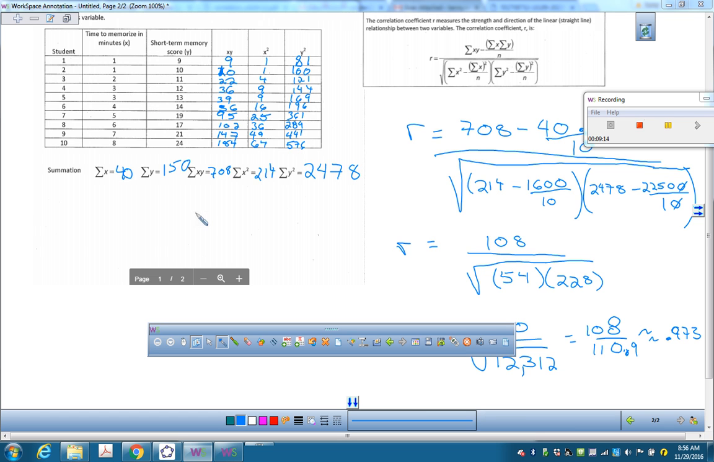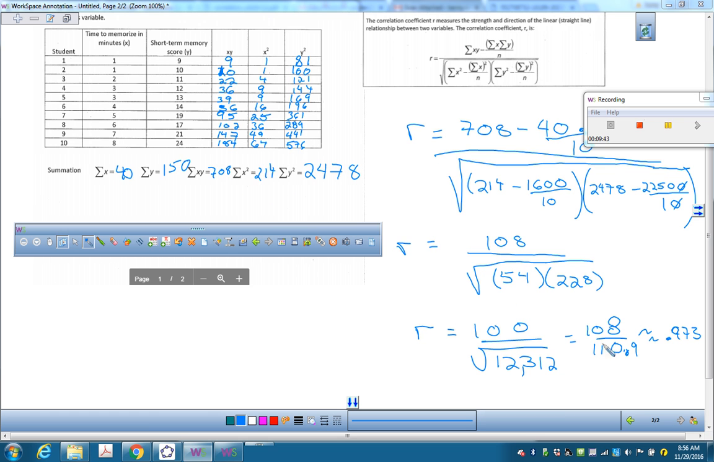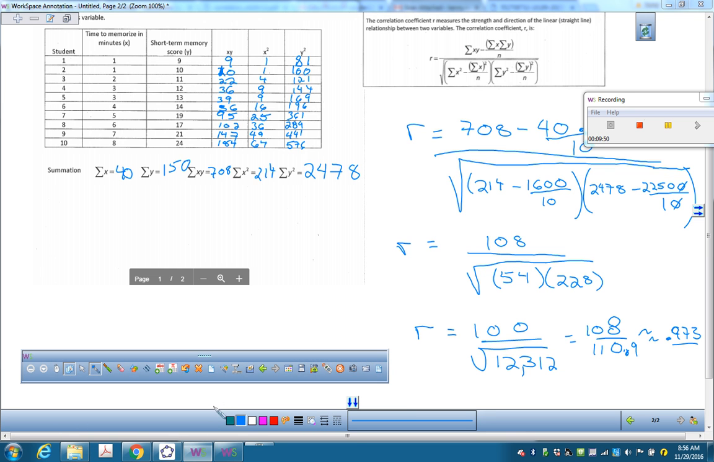So we just computed the R. Do you have to do that every single time? No. It's a huge pain in the neck, right? But I kind of wanted to show you that so you know where it comes from, okay? You'll be able to use a calculator to find the correlation. So we found a correlation coefficient R of 0.973, which means there's a strong positive correlation between those.